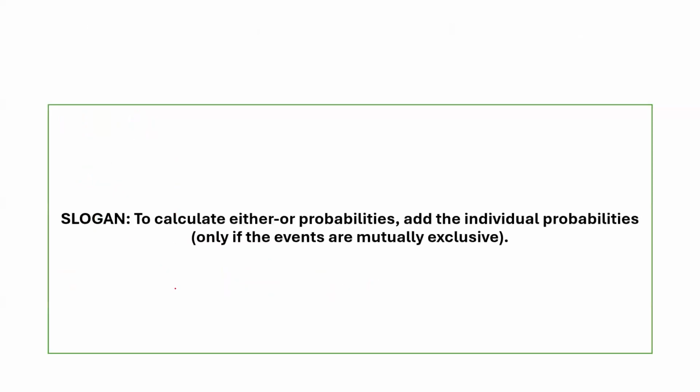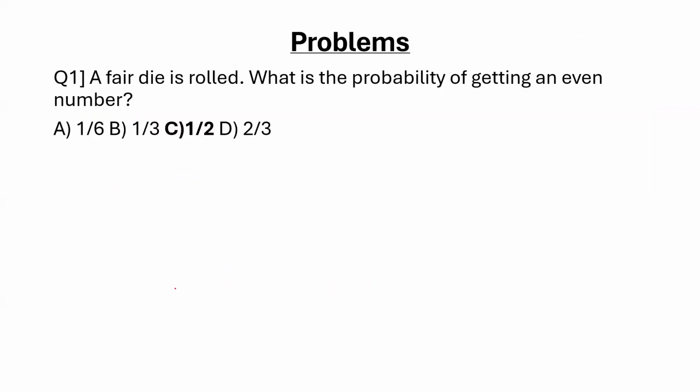Next problem. So, the slogan is to calculate either-or probabilities, add the individual probabilities, and that is your final answer. So now we will look at some basic problems. Here you have a die. Die means a six-faced die. Suppose you are playing a Ludo game. So that die we are talking about.